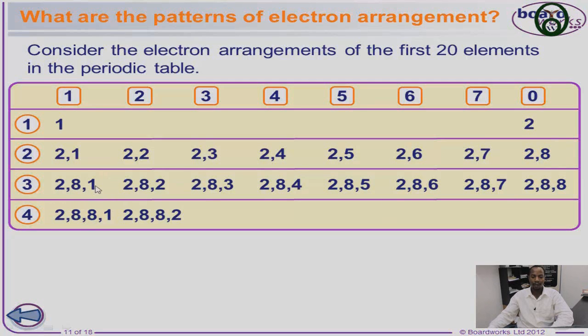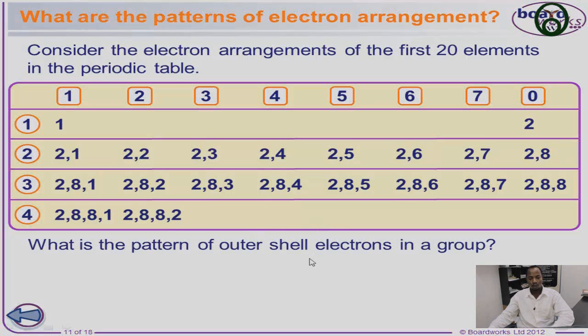It becomes 2-8-1. So, it starts from 2-2-1. At first, it was 1, then 2 completes. The next one goes to 2-1, 2-2, 2-3, 2-4, 2-5, 2-6, 2-7, 2-8. Any other electron goes to the third one: 2-8-1, 2-8-2, 2-8-3, 2-8-4, 2-8-5, 2-8-6, 2-8-7, 2-8-8. Then any further electron goes to the fourth one: 2-8-8-1, 2-8-8-2, 2-8-8-3, 2-8-8-4, 2-8-8-5, and so on and so forth.